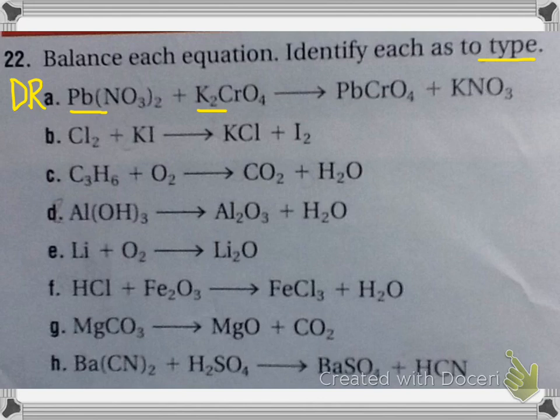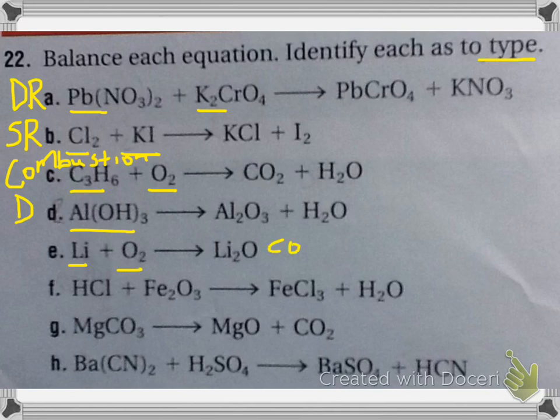Letter B, I have an element reacting with a compound, so that's a single replacement. Letter C, I have a hydrocarbon and oxygen, so that's a combustion. Letter D, I have a single reactant, so this is a decomposition. In letter E, I have two reactants and they're both elements, so this is a combination reaction.